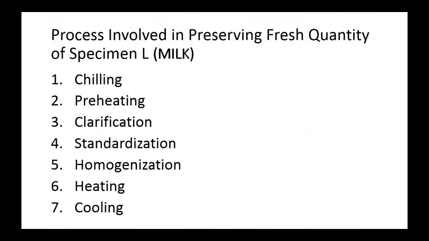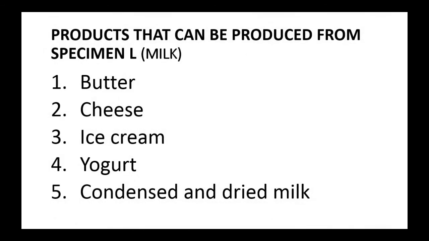Now, process involved in preserving fresh quantity of specimen L, which is milk, fresh milk. Chilling is number 1. Number 2 is preheating. Number 3 is clarification. Number 4 is standardization. Number 5 is homogenization. Number 6 is heating. And number 7 is cooling. So those are the steps involved in doing that.